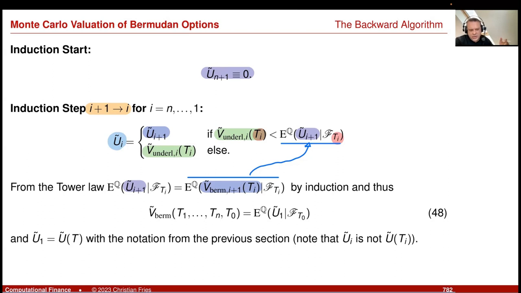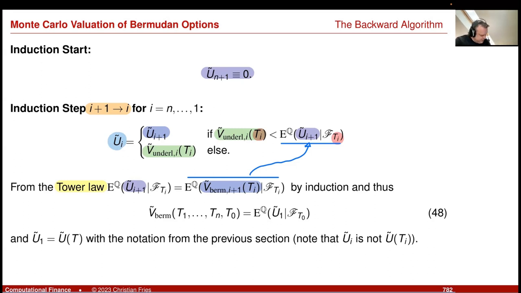So you can show here with the tower law. Tower law is that the conditional expectation of a conditional expectation is just the outer conditional expectation. If you apply here the conditional expectation operator, then this is just having here the conditional expectation operator. This here is already F_{t_i} measurable, so you don't need a conditional expectation operator there. And so you see that the conditional expectation of the ũ_i is exactly the value of the Bermudan i.